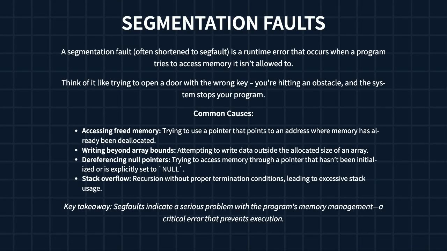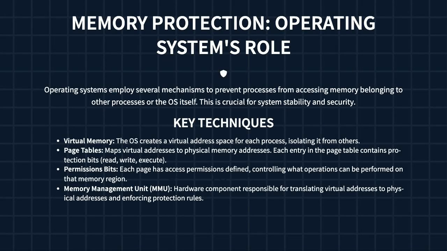Okay, let's talk about segmentation faults. Essentially, they are like your program trying to access something it shouldn't, a locked door with the wrong key. It happens when a program attempts to read from or write to memory that isn't allocated to it or is already being used by another part of the program. Common causes include using memory after you've freed it, going past the end of an array, or trying to use a pointer that doesn't point anywhere valid. It's a sign that there's a problem with how your code manages its memory, and it usually means the program will crash.